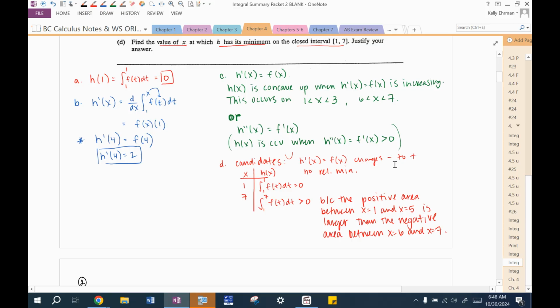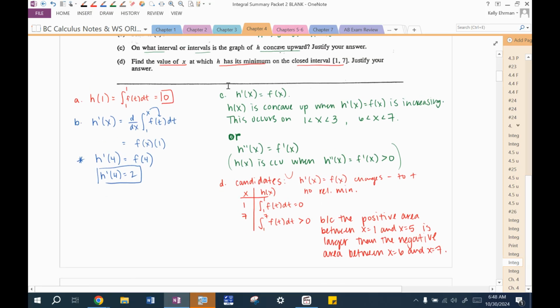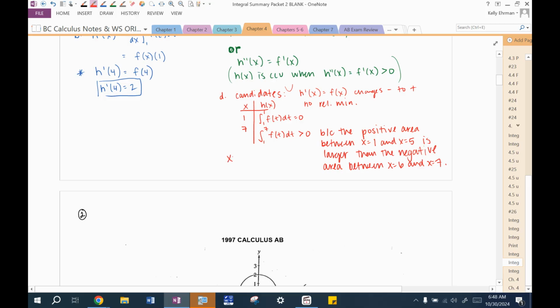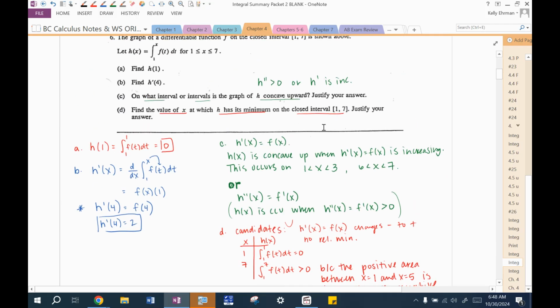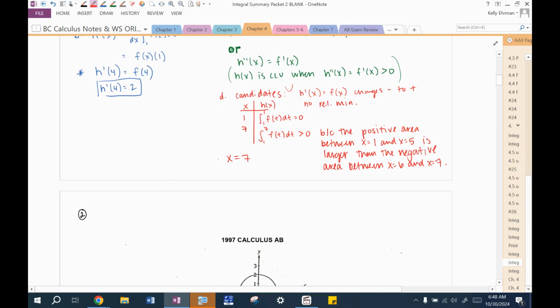All right, so what was the question? Did I actually find it? Find the value of x. So x equals 7 is my final answer. x equals 7 is where the minimum is.